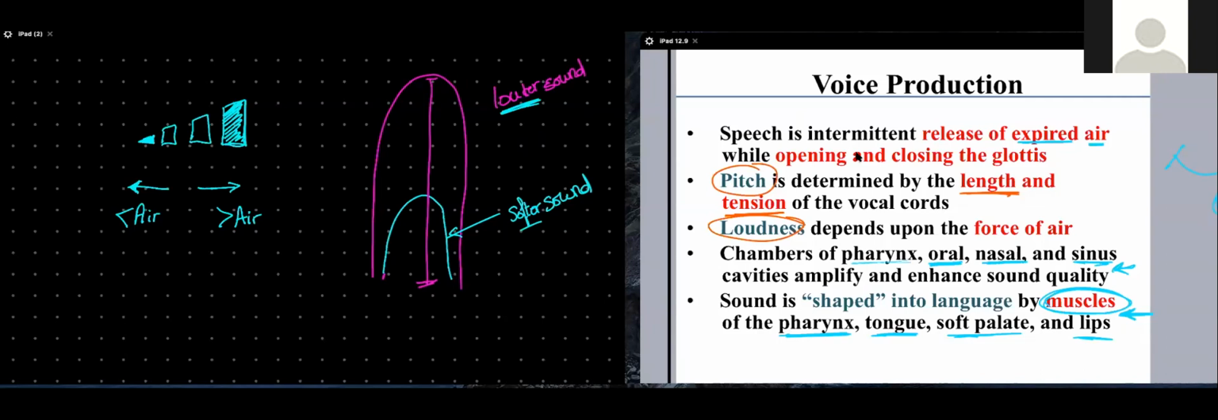The less air I will be moving out of my lungs, this is going to be producing a softer sound. So again, more air is going to be producing a louder sound, less air is going to be producing a softer sound. So the loudness is going to be determined by the force of air. And what I mean by the force of air, this is the amount of air in time.